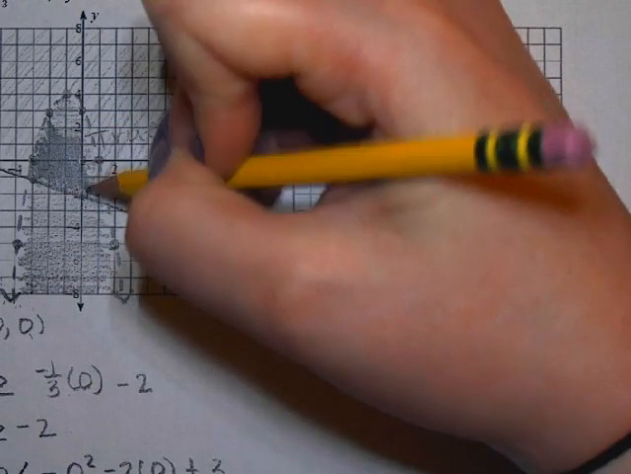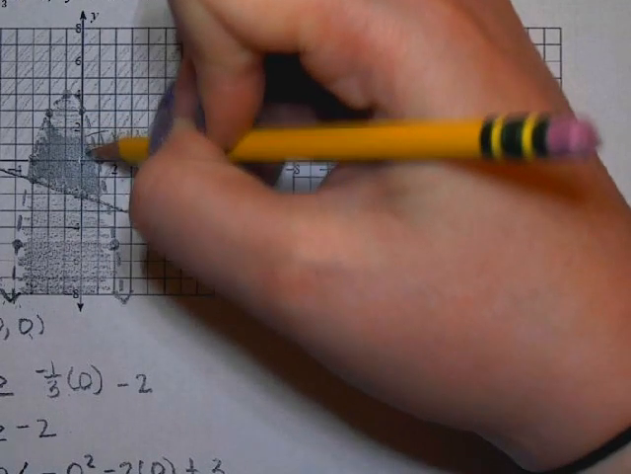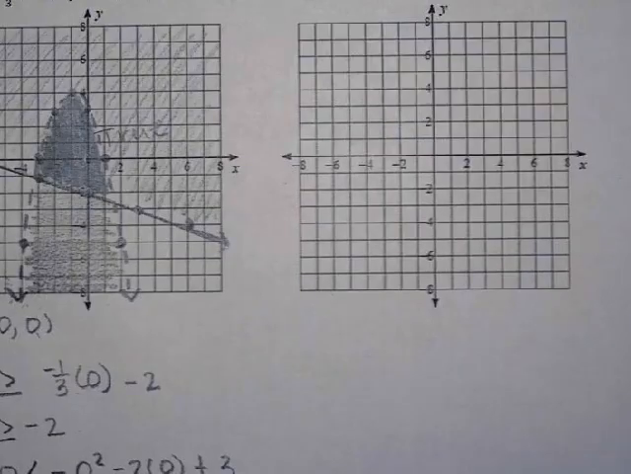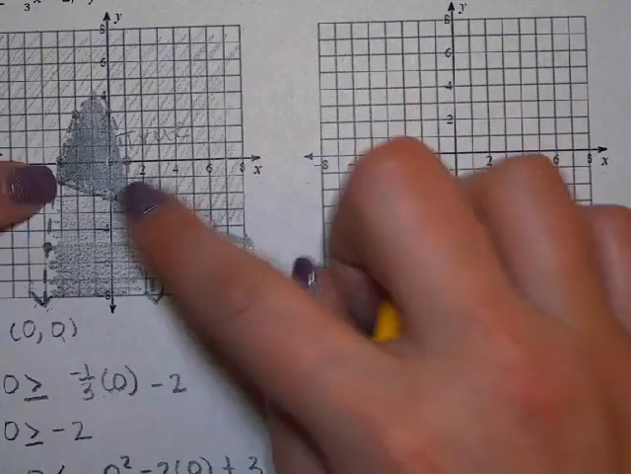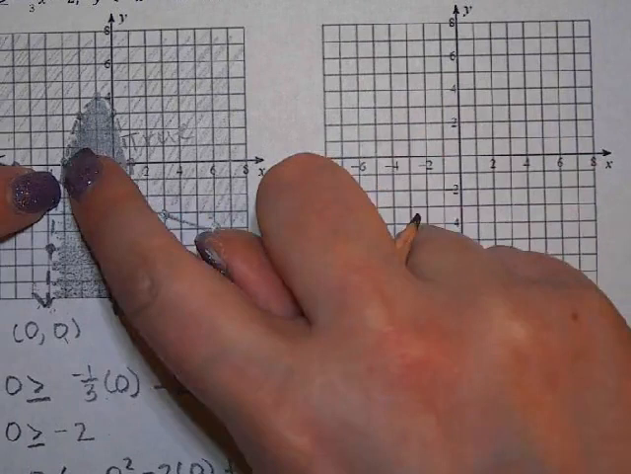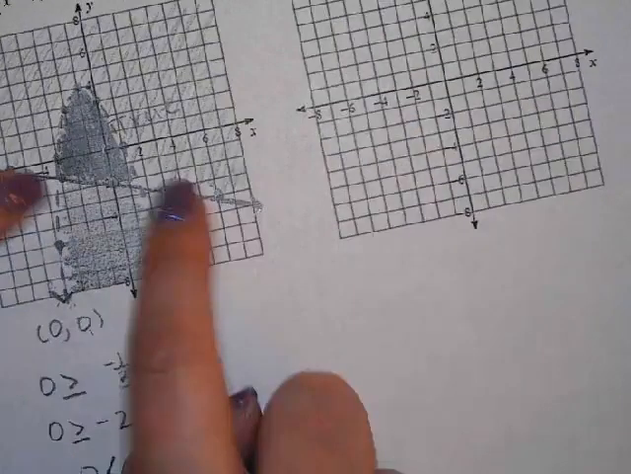So if I was to describe my solution in words, I would say that my solution is inside the parabola, but above the line. Does that make sense? The points on the parabola are not solutions. The points on the line are solutions, as long as they're inside the parabola. So each of these little points are solutions. These points over here are not.